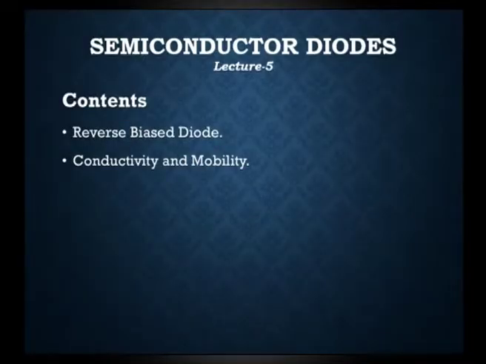And also in this session, we are going to discuss conductivity and mobility in a diode. So, how the conduction takes place in the PN junction and what mobility means in a PN junction will be discussed. So, the very first thing is the reverse biased PN junction.